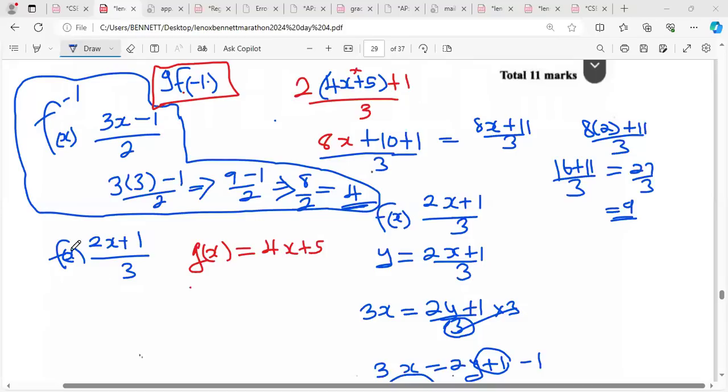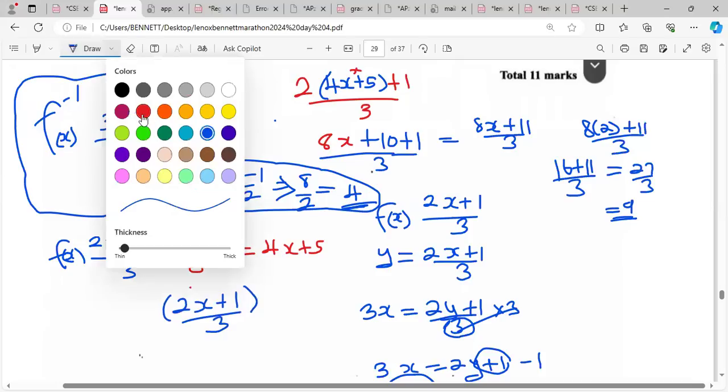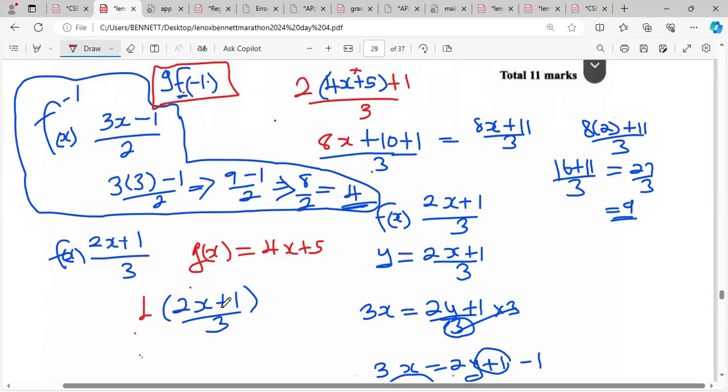Alright, guys. So we're going to do gf negative 1. So it's the last function to write first. The last function is f. So write back all of f, which is 2x plus 1 over 3. Put that in brackets because this is our x in g. So we're going to be writing back 4x plus 5, so it's 4x plus 5. Then expand our bracket: 4 times 2 is 8x, 4 times 1 is 4, and we add 5 to that, all divided by 3, right?